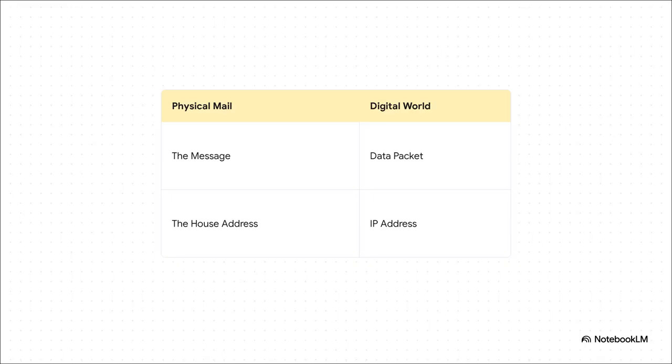And here's where it gets really cool. This whole process maps perfectly to the digital world. That message you wrote, online, that's what we call a data packet. And that all-important house address, well, that's the IP address. It's the unique destination for every single bit of data zipping across the internet.